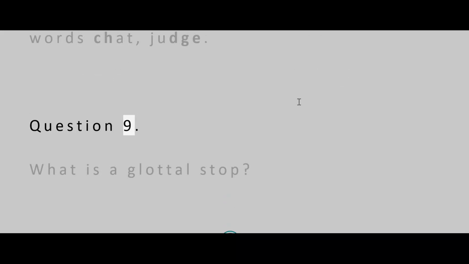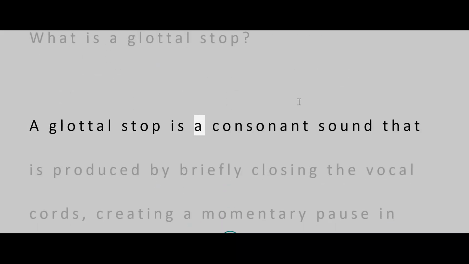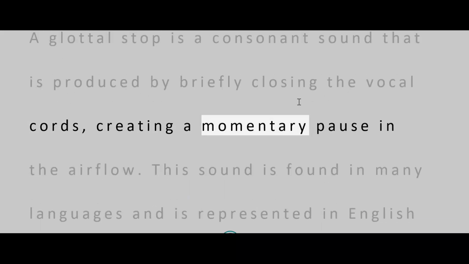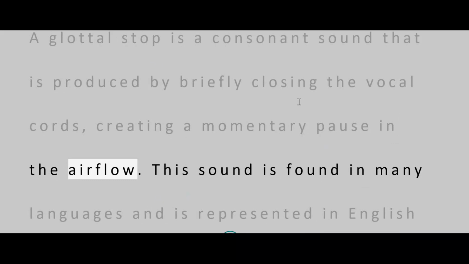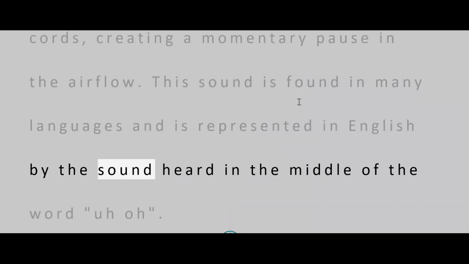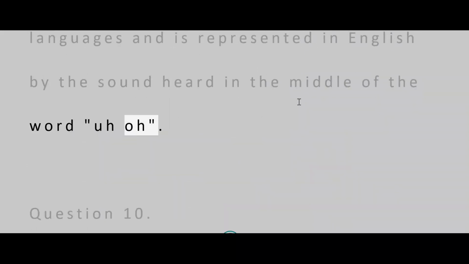Question 9. What is a glottal stop? A glottal stop is a consonant sound that is produced by briefly closing the vocal cords, creating a momentary pause in the airflow. This sound is found in many languages and is represented in English by the sound heard in the middle of the word O.